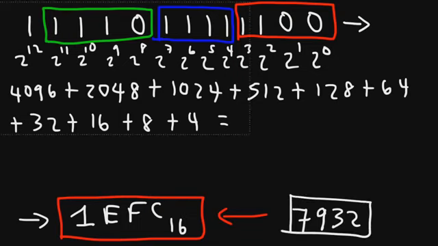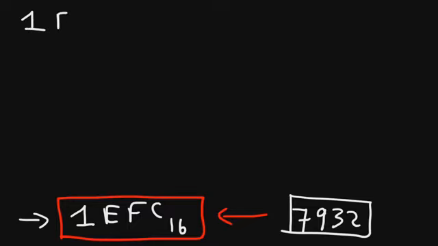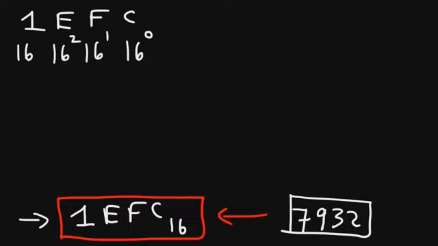So now let's convert the hexadecimal number into a decimal number. Let's see if we get the same thing. So we have 1 E F C. E corresponds to 14, F corresponds to 15, and C corresponds to 12. We need to multiply C by 16 to the 0 power, F by 16 to the first, E by 16 squared, and 1 by 16 cubed.